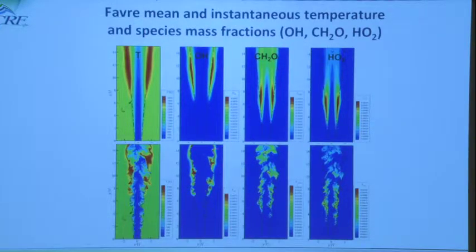OH radical next to that. Formaldehyde species, which is similar to HO2. It's an intermediate species formed from ignition on the rich side of the flame in the third column, and HO2 in the final fourth column. So we have access to all of these species in our simulations.